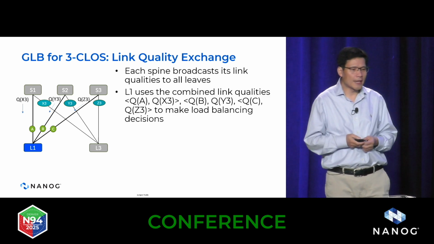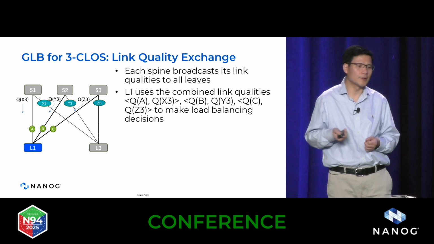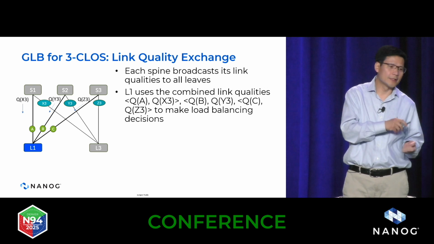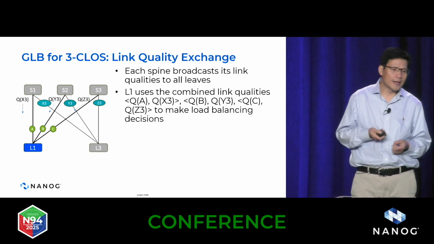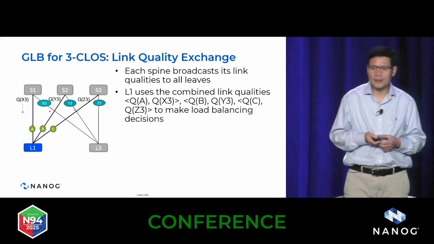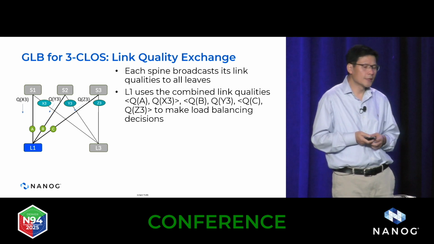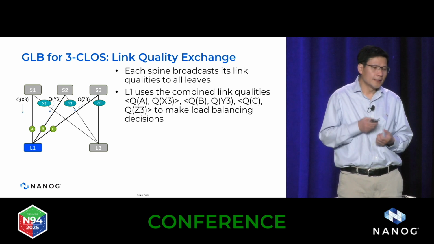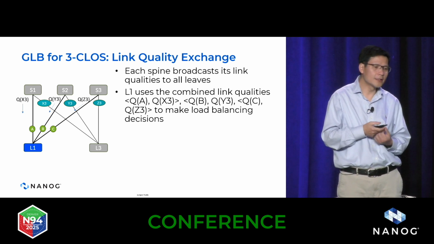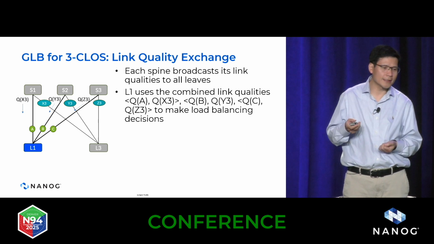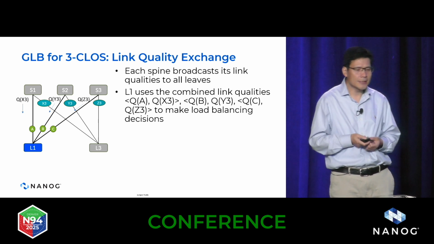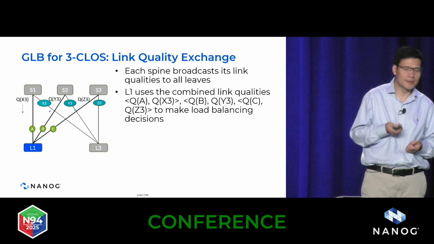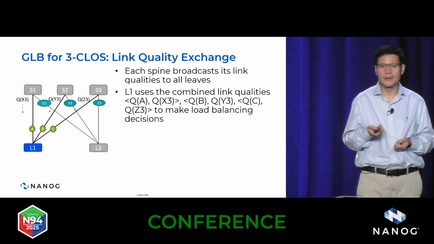Once leaf node L1 receives this remote link quantity, and also using the topology just discovered in the previous slide, leaf 1 will use them to calculate the path quantity. For example, the path going through S1 towards leaf L3 goes through 2 hops. The local link is A. The next hop is X3. So using the quantity of A and the quantity of X3, L1 can determine the quantity of the path going through S1.